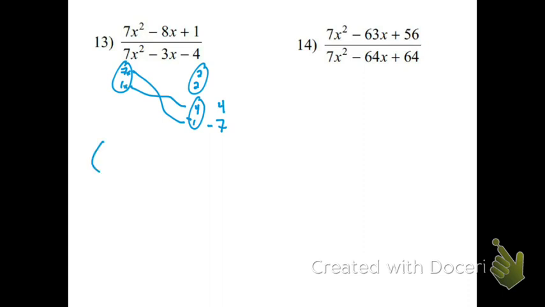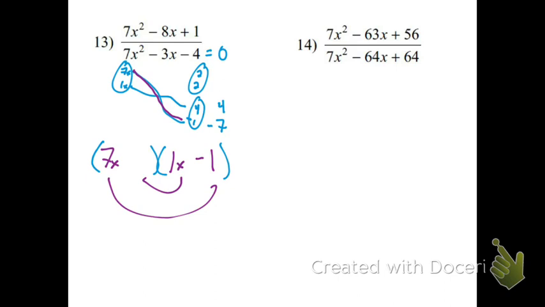So here are my x's. Once again, that's because I set this equal to 0. So my 7x pairs up with the negative 1 right there. And then my 1x pairs up with the positive 4. Okay, now that I have that done, I can set each of those equal to 0.